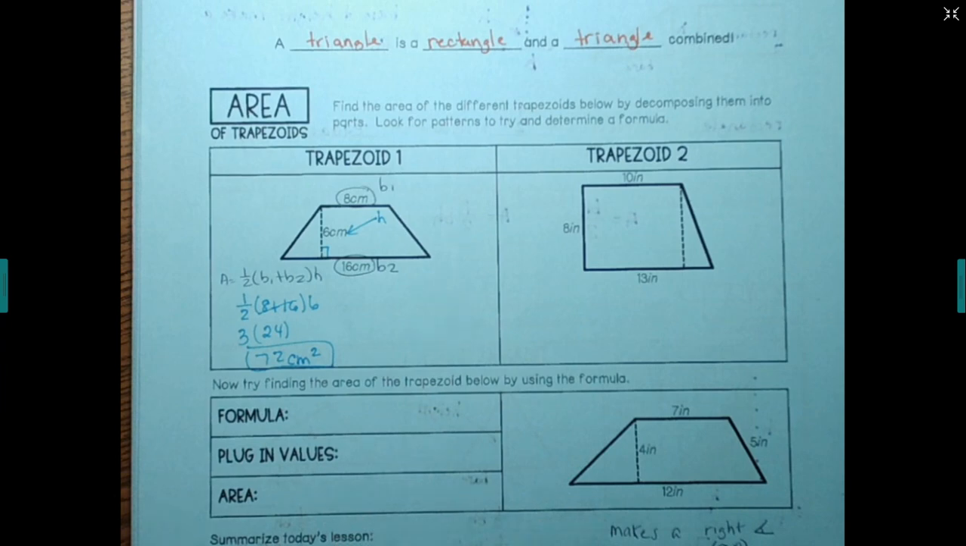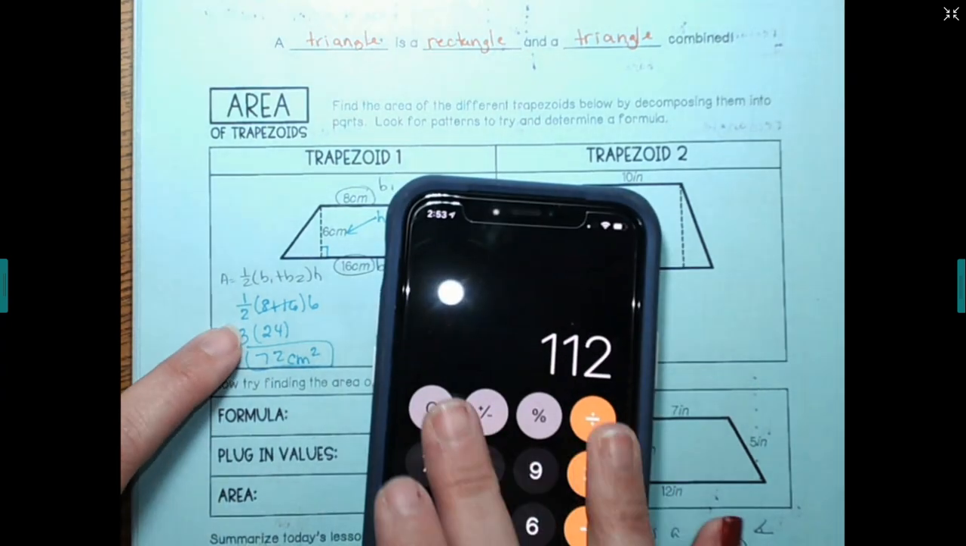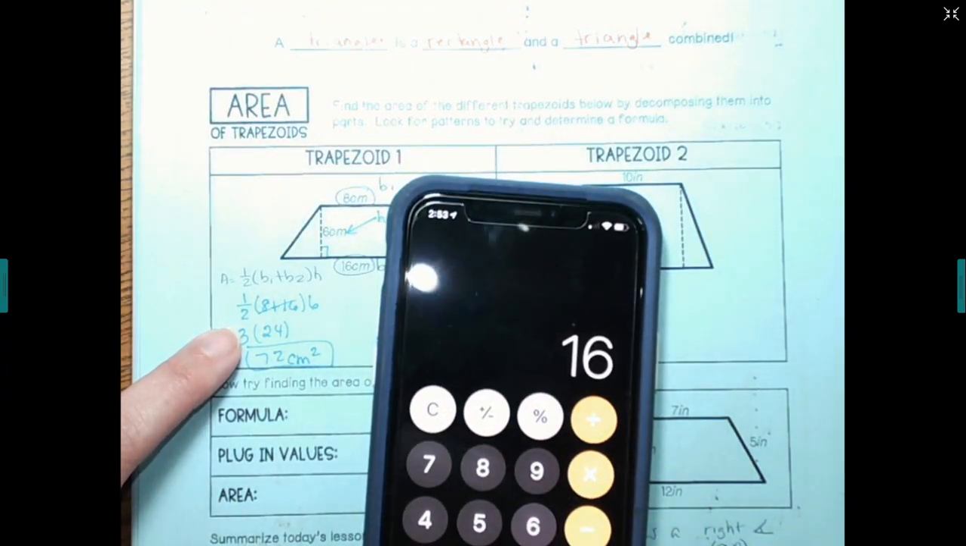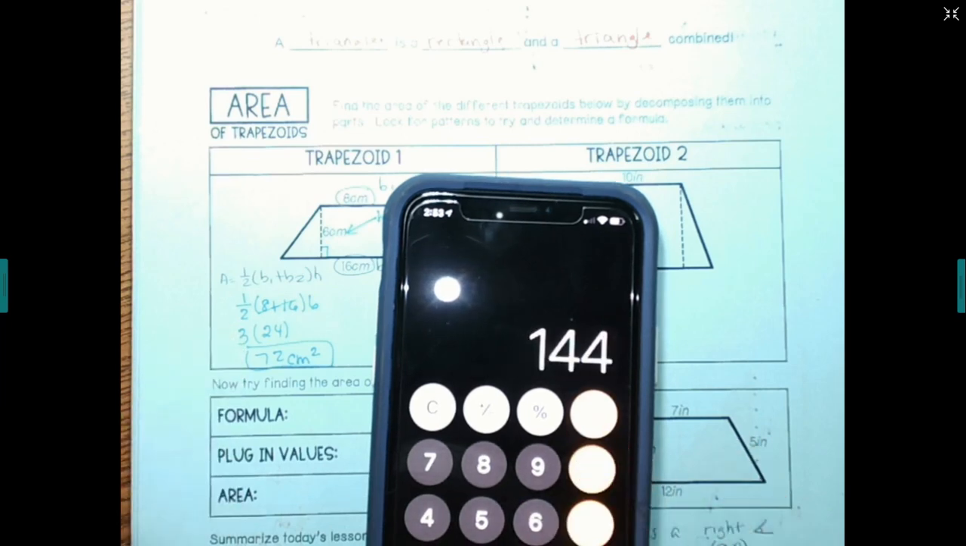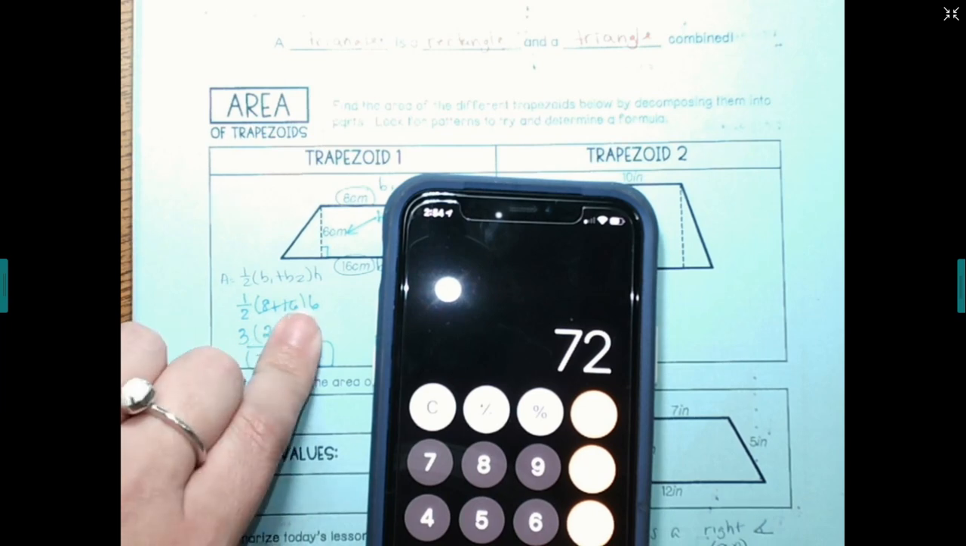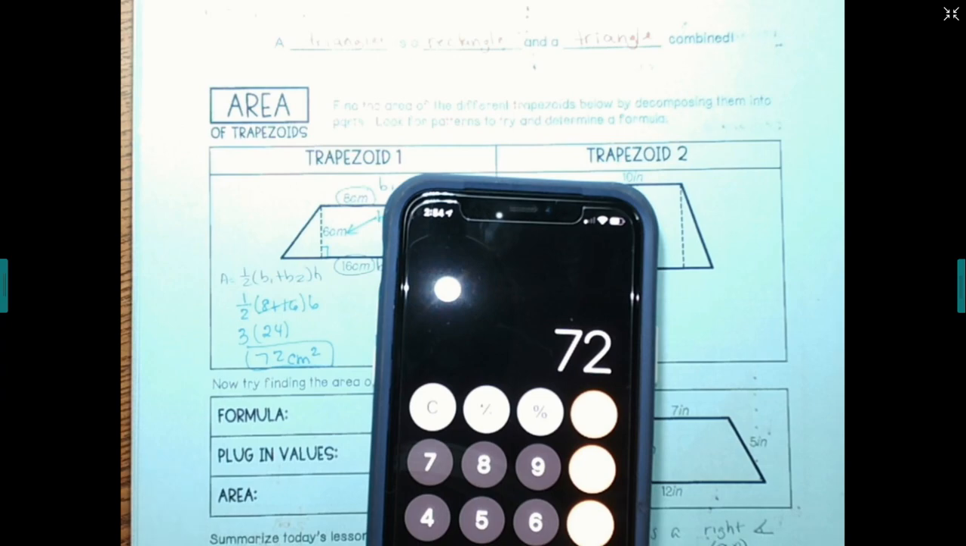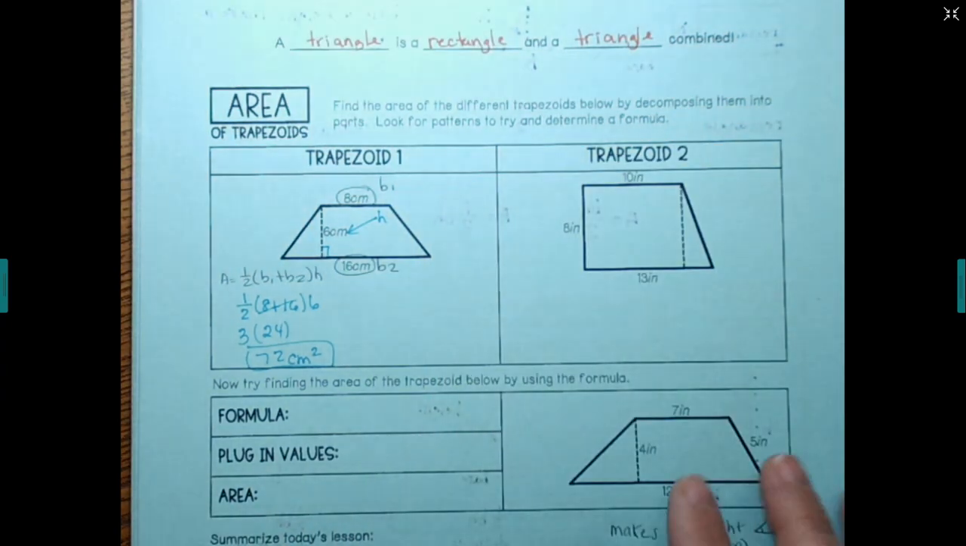72 centimeters squared. If you don't like doing that, you can just go ahead and add. 8 plus 16. You have to do parentheses first. Then you can say times 6. Then you can divide by 2 at the end. You're still going to get the same answer. My goal is to do it shorter, quicker, so that I don't even have to use my calculator because it's numbers that I know. All right, next shape.